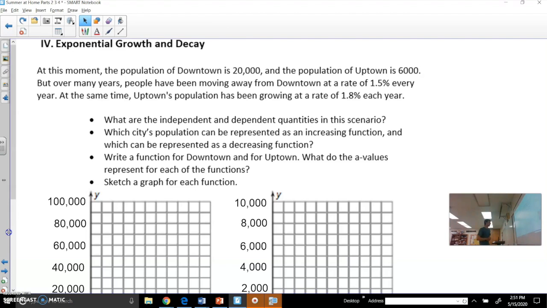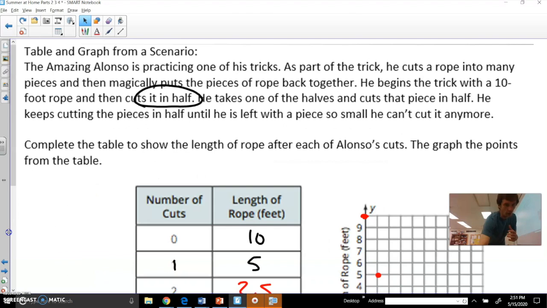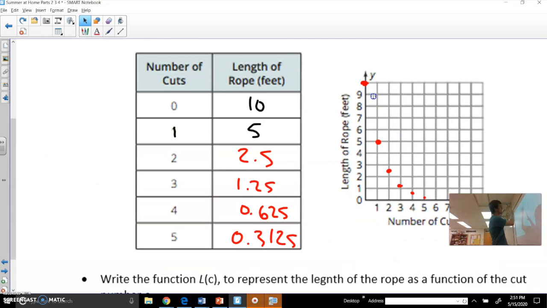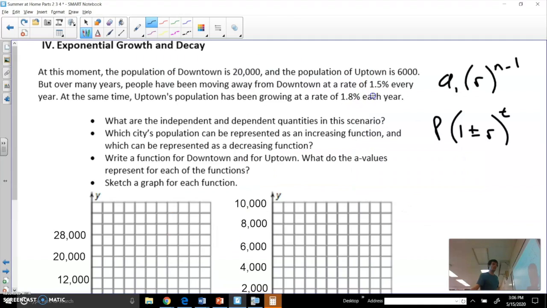So let's talk a little bit about growth and decay. If you're looking at that other one, you may think, was it growing or was it decaying? We can see as that graph is shifting down from left to right, cutting that rope in half, it was decaying.